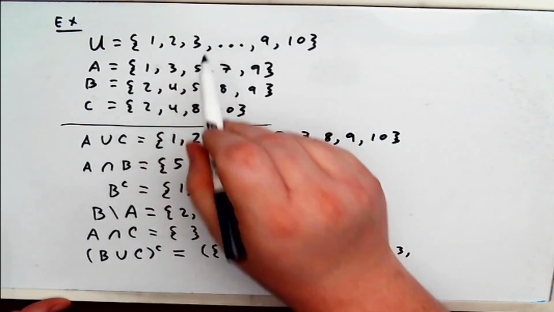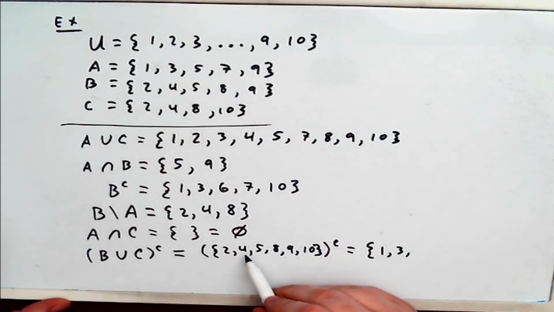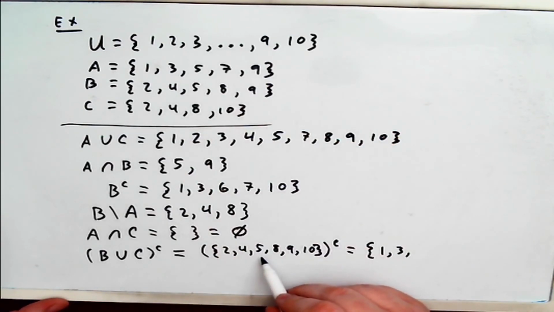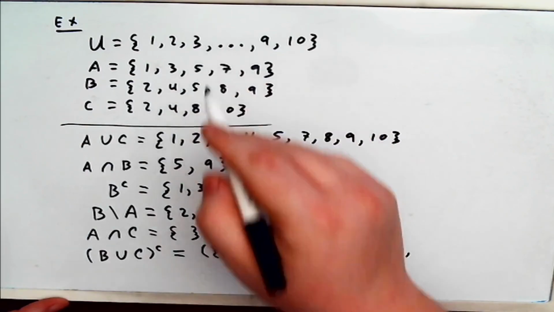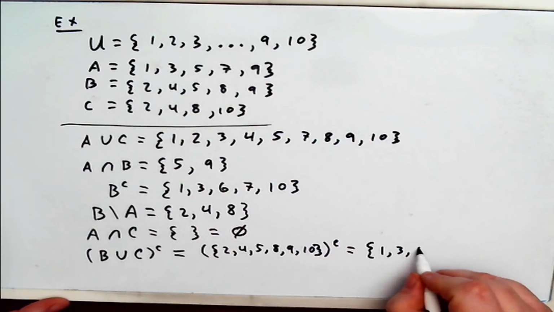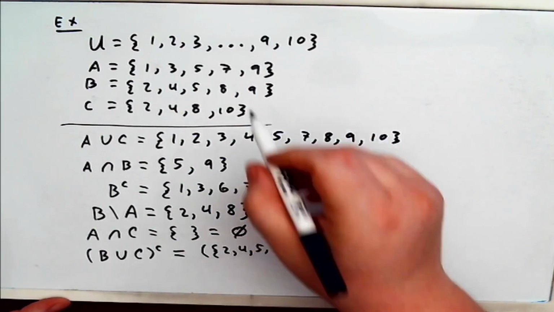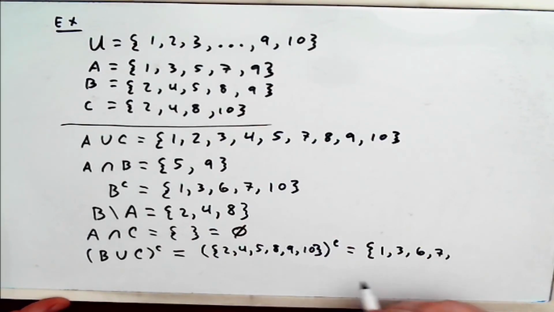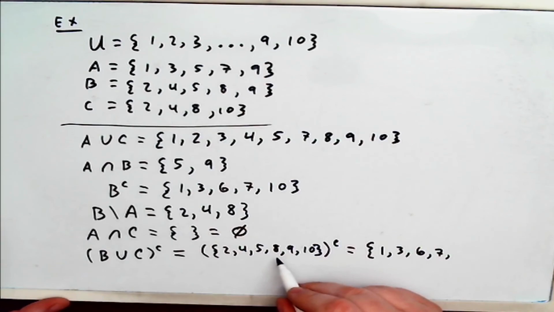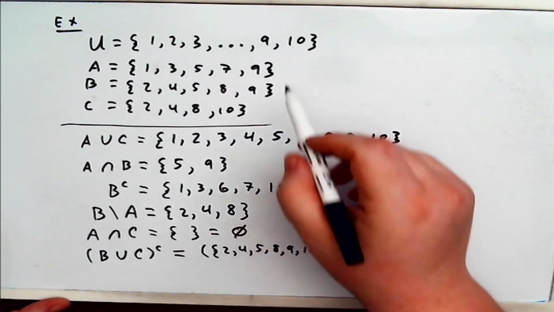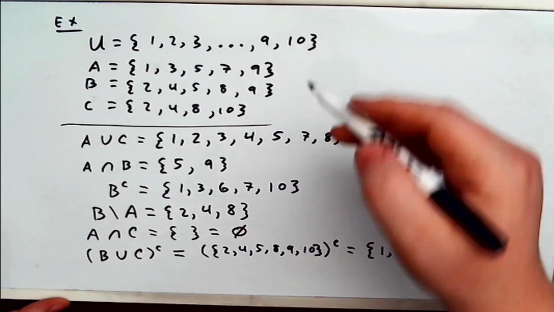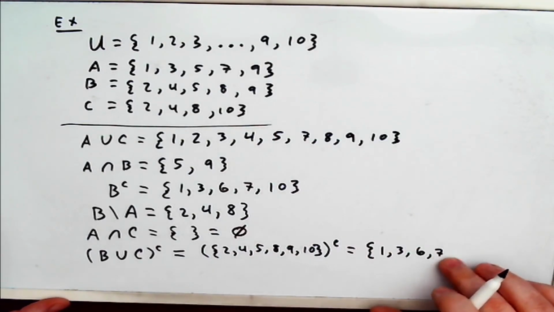4 would be the next one. That is in my set. I do not write 4. 5, that's also in my set. I don't write it. 6, that one's not in my set, so I'm going to keep it. 7, again, not in this set, so I keep it. 8, that one's in my set, so I don't write it. 9 is in my set, I don't write it. And finally, 10 is in my set, so I don't write it.